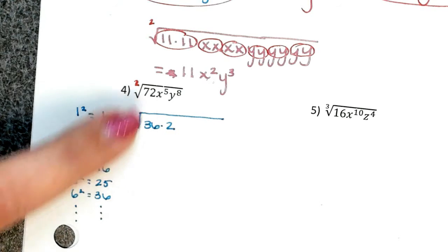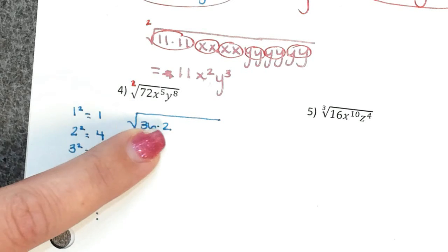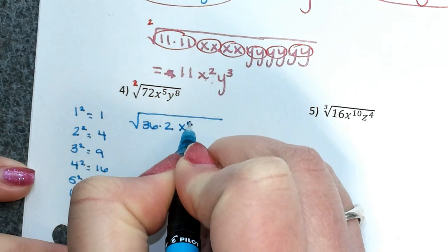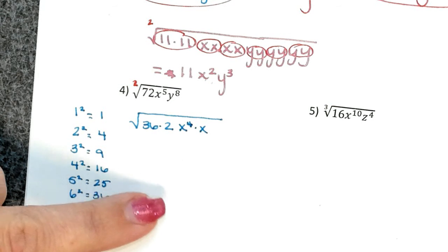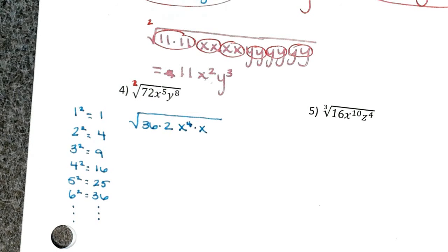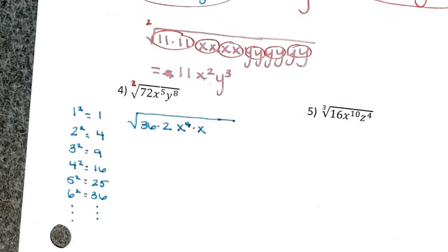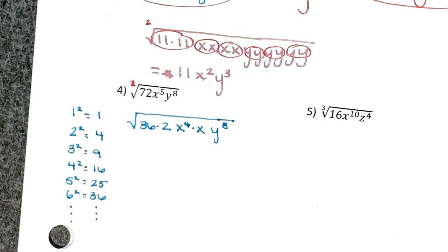Here's another issue. Does 5 divide by 2? No, not nicely. So what we want to do is write this in 2 separate things. So we're going to write it as x to the 4th times x. That's still x to the 5th, correct? And I wrote it like that because x to the 4th can be divided by 2. Do you see that? Okay, so then what about y to the 8th, that is divisible by 2, so I'm okay with that one. So I can leave y to the 8th. Are we okay with that so far?